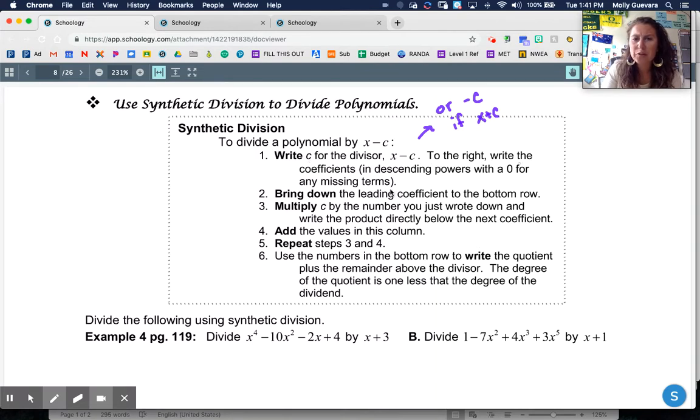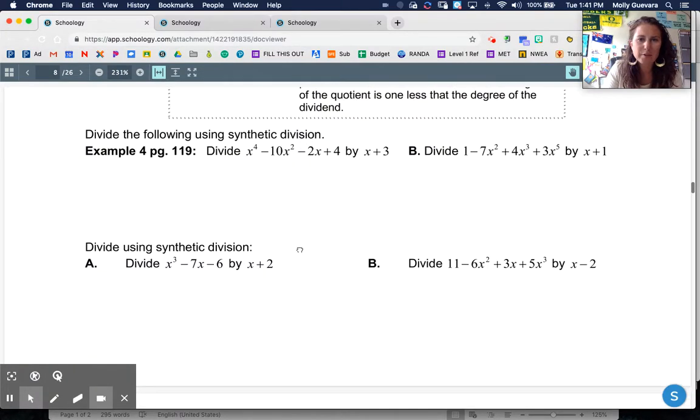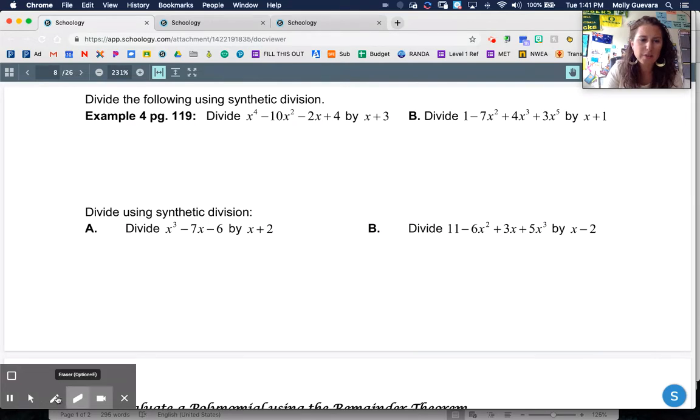Then it says to the right, write the coefficients, the numbers in front of the variable, in descending powers, with 0 for any missing terms. That's really important, and it's something that's easily forgotten. Then bring down the leading coefficient, multiply by c, and so on. I'm not even going to go over the rest of these steps because they don't make any sense unless you're actually doing it anyway. This is just the part that I wanted to make really clear. So I'm going to scroll down and show you how to use synthetic division.